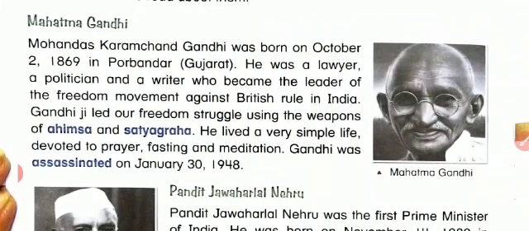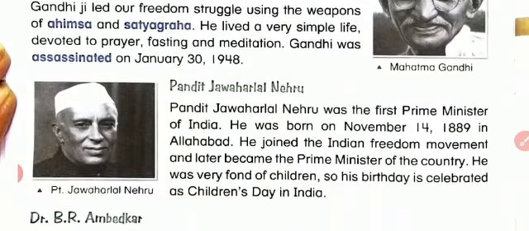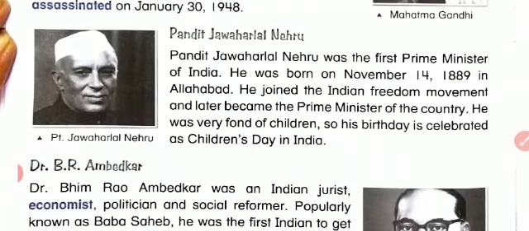So students, Mahatma Gandhi's full name was Mohandas Karamchand Gandhi. He was born on 2nd October 1869 in Porbandar. He was a lawyer, politician and social activist. His main weapons in the freedom struggle were ahimsa, which means non-violence, and satyagraha, which means fighting with peace. Gandhi ji was assassinated on January 30, 1948.